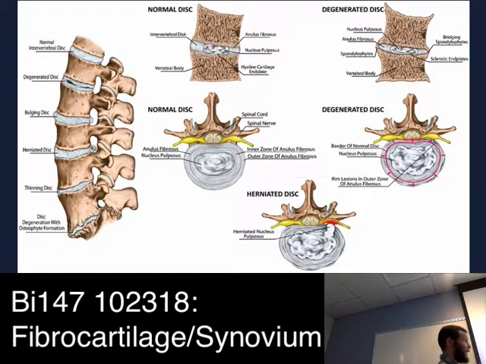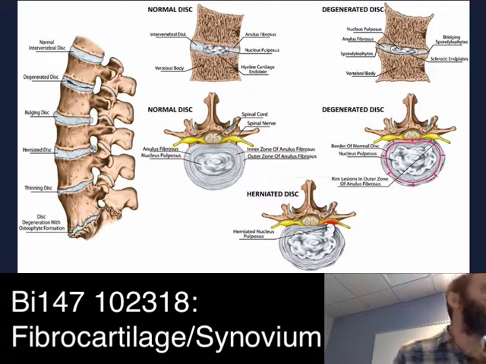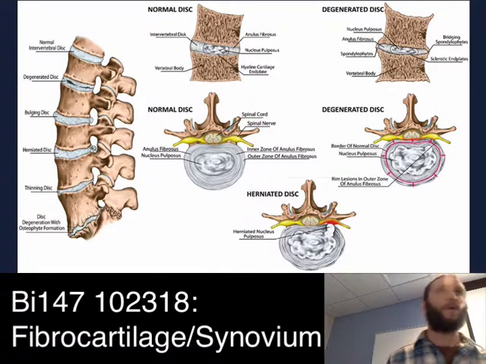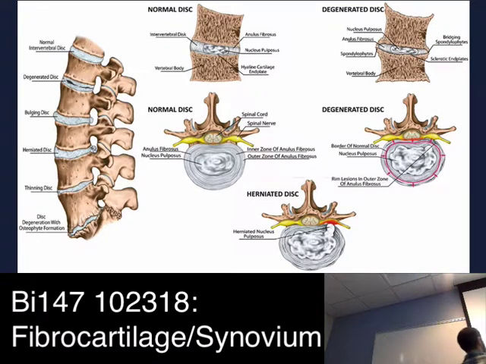So here is some pathology. I'm showing you some problems that can happen with the discs and what that means. Here's the way a normal vertebral disc might look. Here is how the normal disc looks in cross section. We can see the nucleus pulposus, the annulus fibrosus. Here's your spinal cord. Here are the nerve roots.